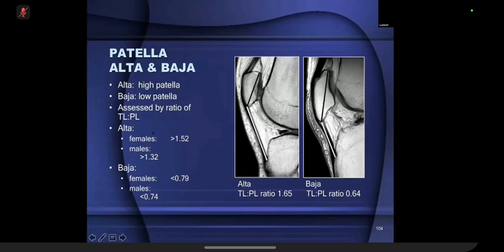flip them and you get the Insall-Salvati ratio, which is, in females, if it's more than 1.5, it's abnormal, it's high. In males, if it's more than 1.3, it's abnormal, it's high. In terms of patella baja, which is a low-lying patella, the values are about 0.8. So I would say that as a rule of thumb, remember 1.5. I don't tend to differentiate between men and women. I think 1.5, if you can remember that, that's good enough. And remember 0.8. So if it's below 0.8, it's low-lying. If it's more than 1.5, it's high-riding patella.